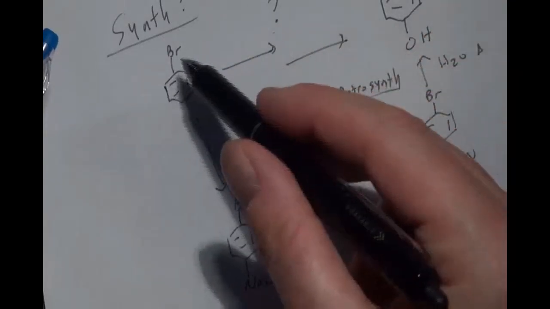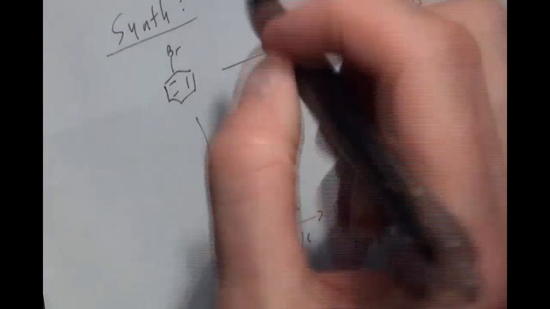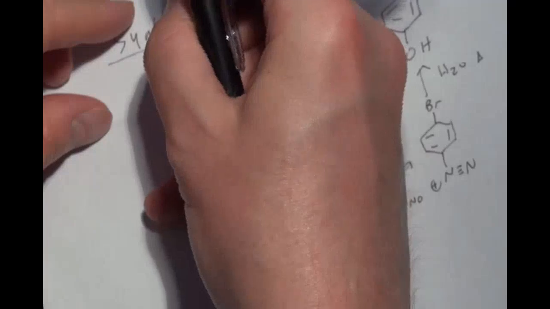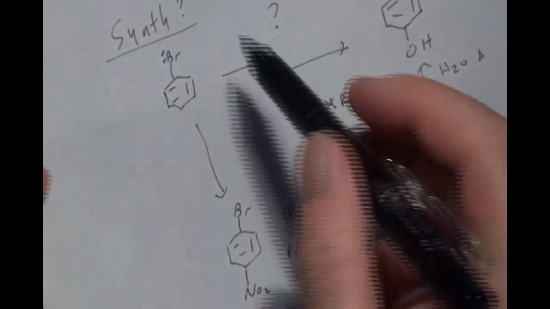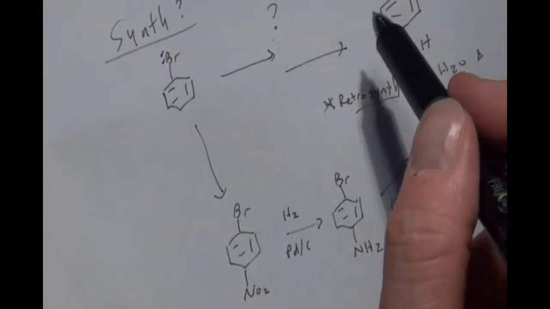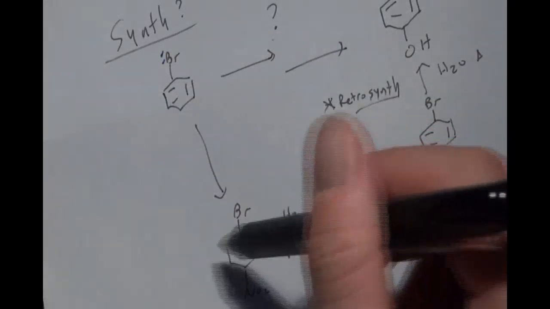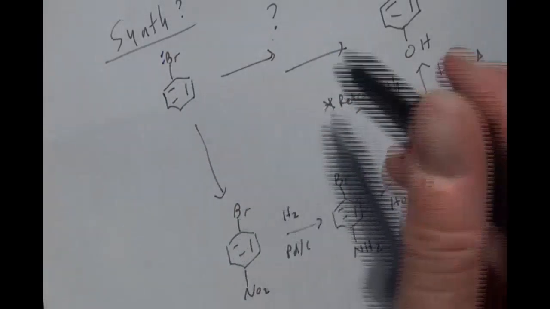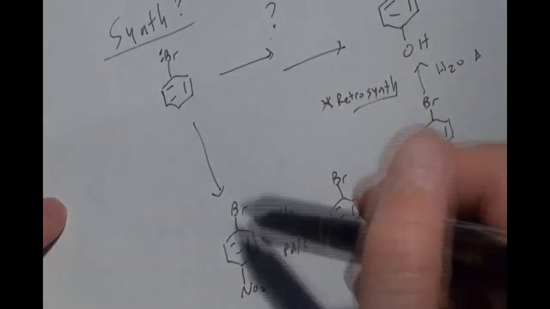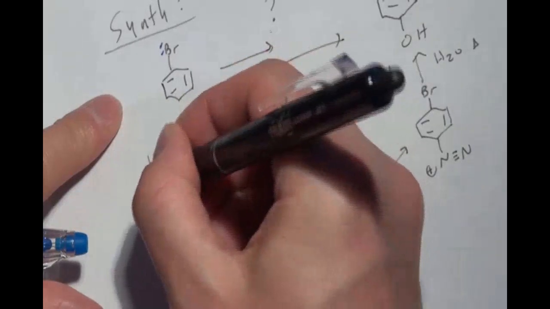Is it ortho-para director or meta director? Well, the lone pairs on it make it an ortho-para director, and so that's great because we want it to be para, and ortho is generally disfavored due to sterics. So that's cool. The only question is, what's the reagent? And it's HNO3, H2SO4.